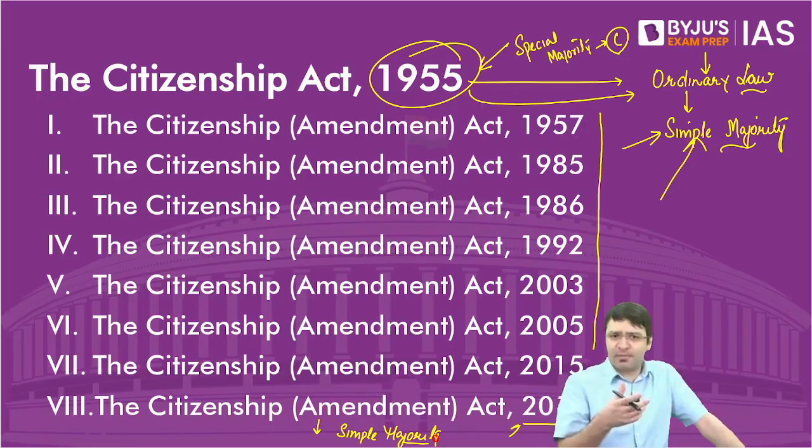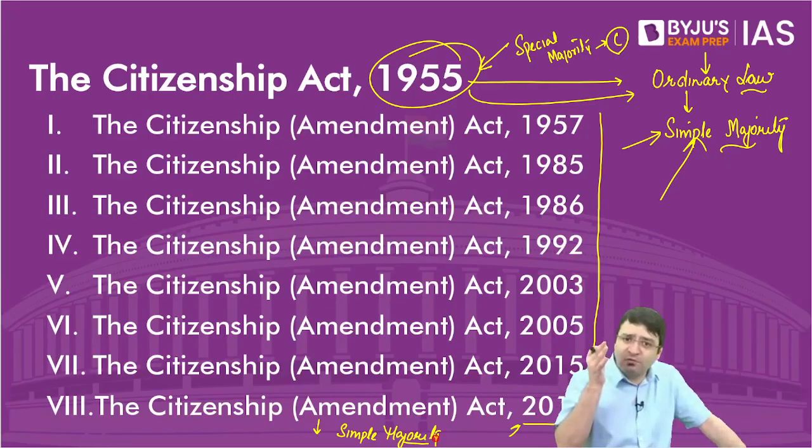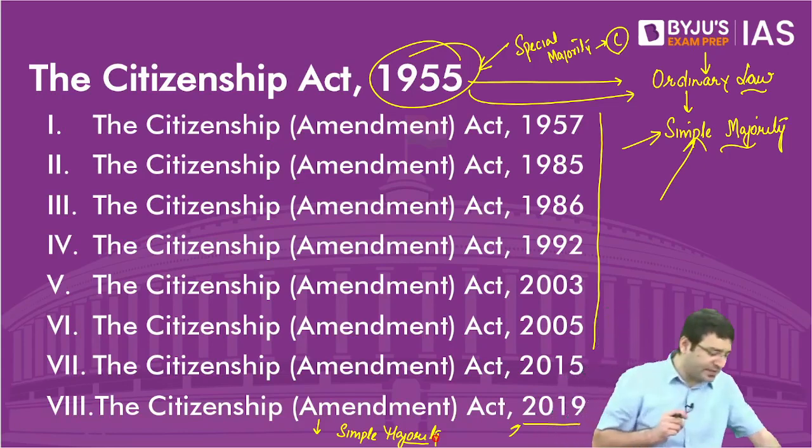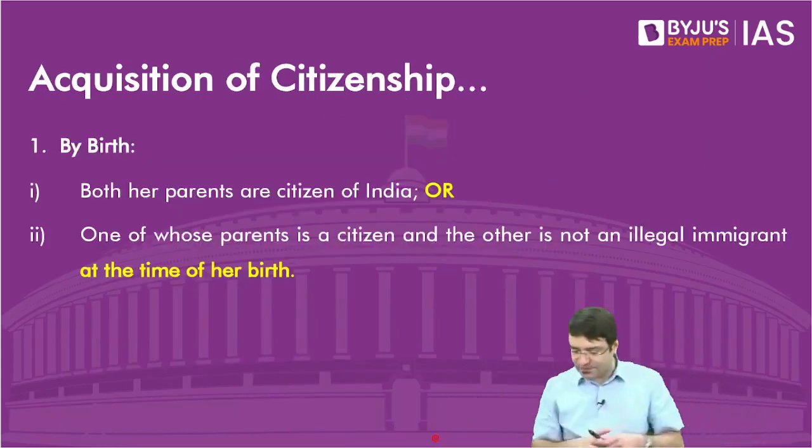Now let's look at what is the Citizenship Act of 1955. What does it talk about? Acquisition of Indian citizenship. Who can acquire the citizenship of India? And it also talks about the loss of Indian citizenship. How can one lose the citizenship of India? Is that clear? If that is clear, let me know, then we will start.